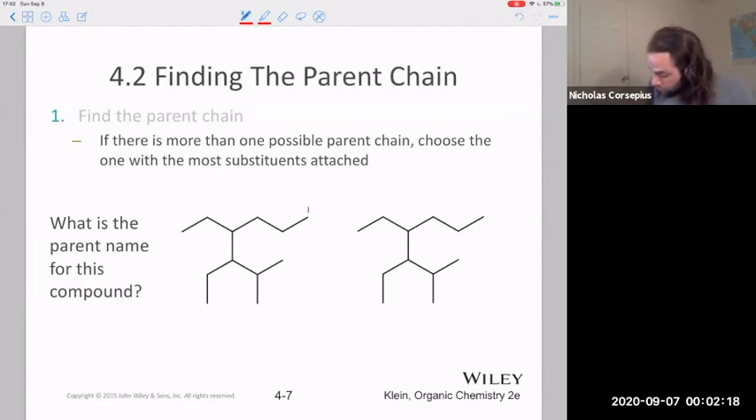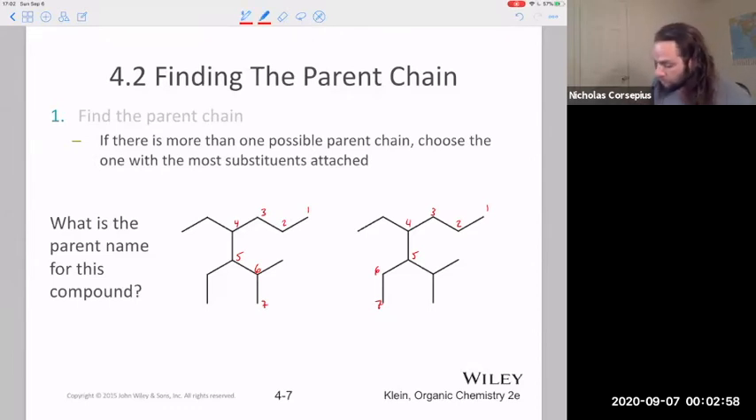All right, so I have 1, 2, 3, 4, 5, 6, 7, or 1, 2, 3, 4, 5, 6, 7. So which one of these 2 numberings of my parent chain is correct? Or which one of these 2 contiguous segments of carbons are my actual parent chain? In this case, when you have a tie like this, you're going to choose the parent chain to be the one that has the most substituents.